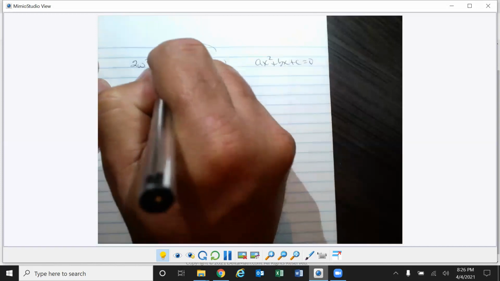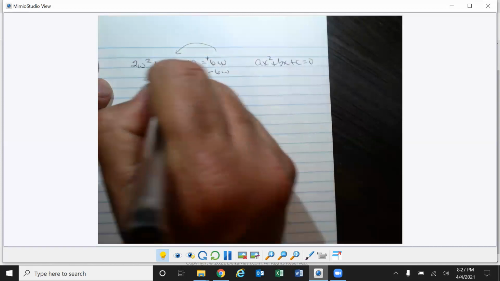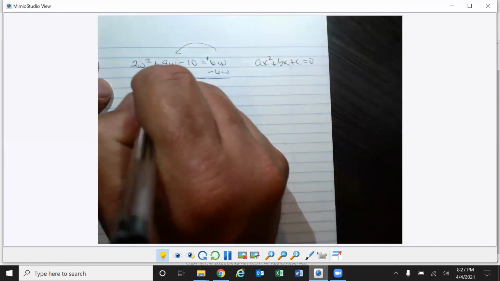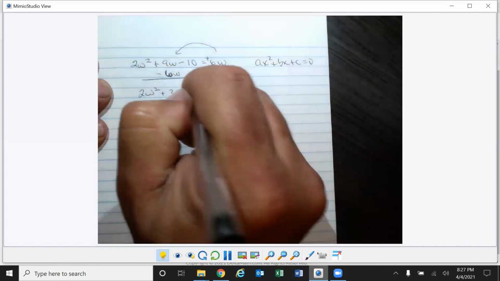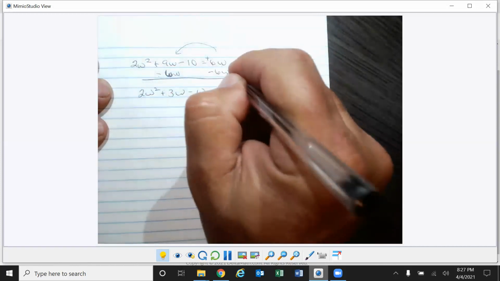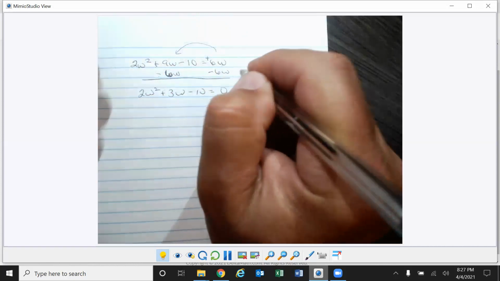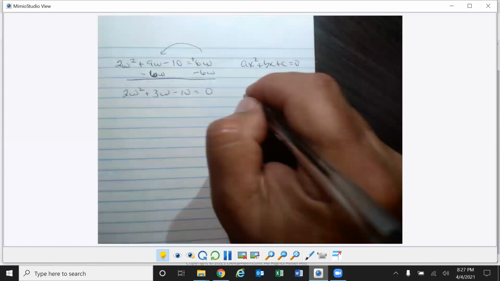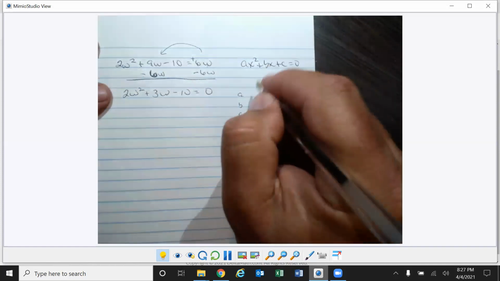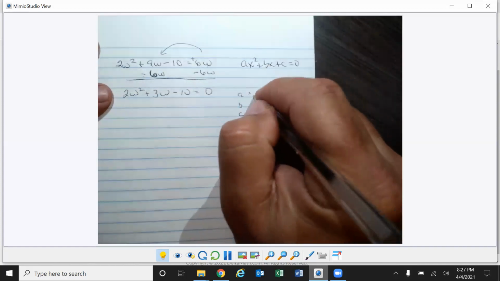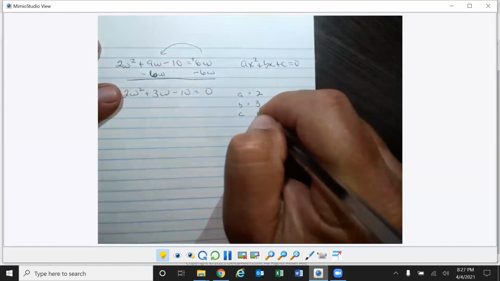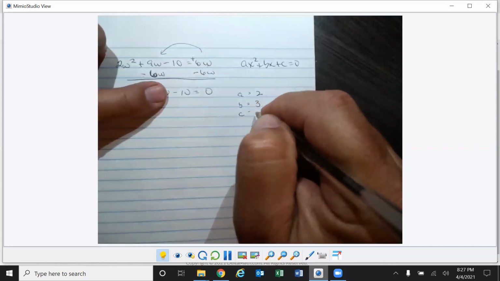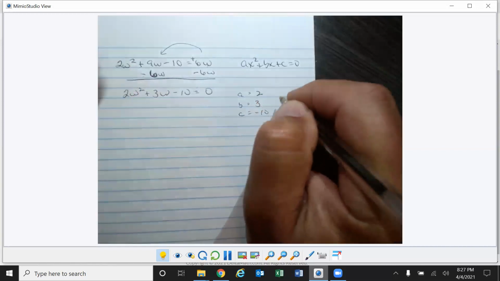Notice I'm lining it up with the other w. So this will be 2w squared, 9 minus 6 is 3w, minus 10. And 6w minus 6w is a 0 pair, so we have 0. Now we're going to list our a, our b, and our c. Our a is in front of the square, so that's a 2. The b is in front of the w, and our c value is the number by itself. Since it's negative, we've got to say negative 10.